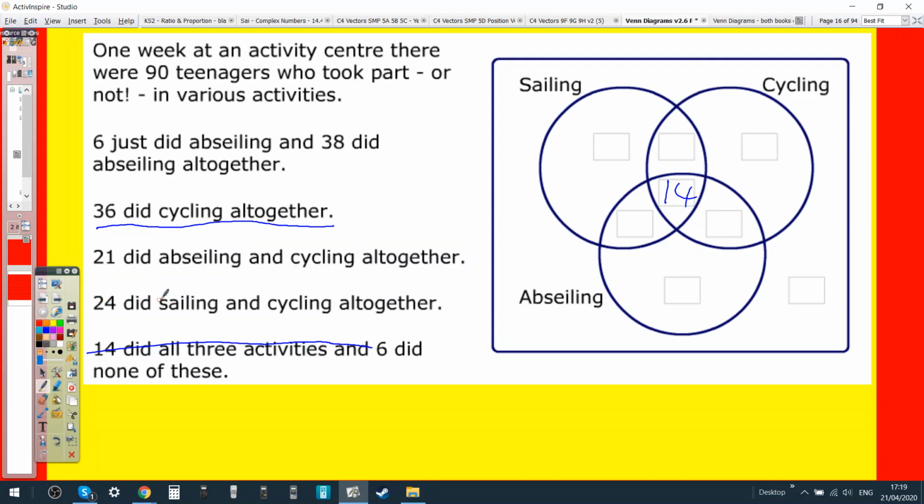So we said 24 did sailing and cycling all together. And so what would be for sailing and cycling? Yes, so they add up to it all together. Okay, what's the next one?